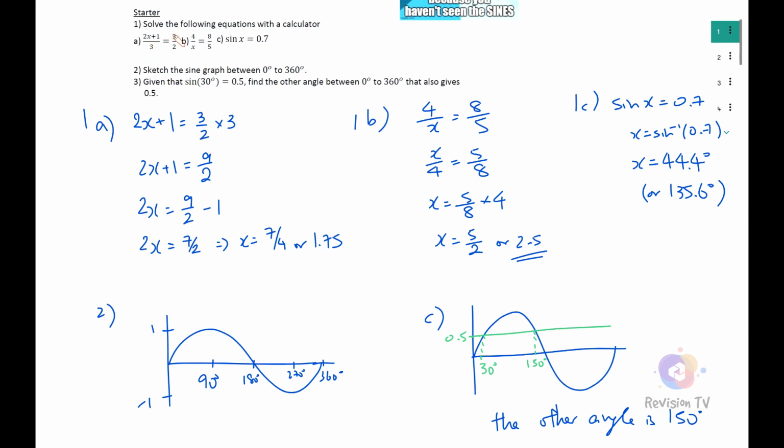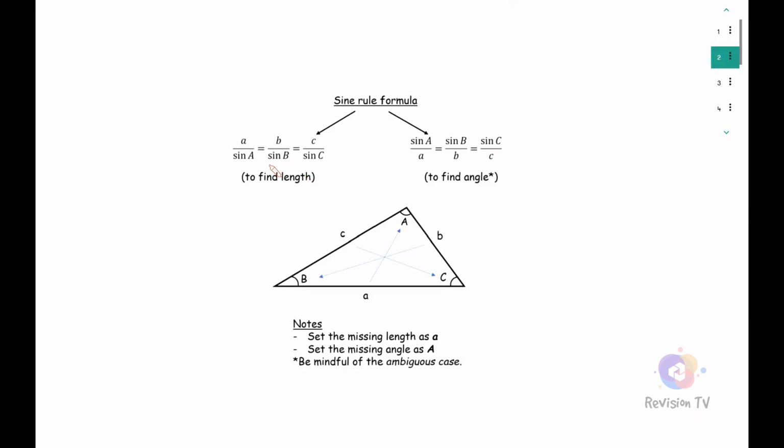It's like comparing questions A and B in the starter. If you know how to make the variable in the denominator go back to the top, like what we did in here, it's not an issue. It's just an extra step. So in this way, personally, I will follow this. If I have to find a missing length, I will use a over sine A equals b over sine B. If I find the angle, I'll do sine A over a and sine B over b.